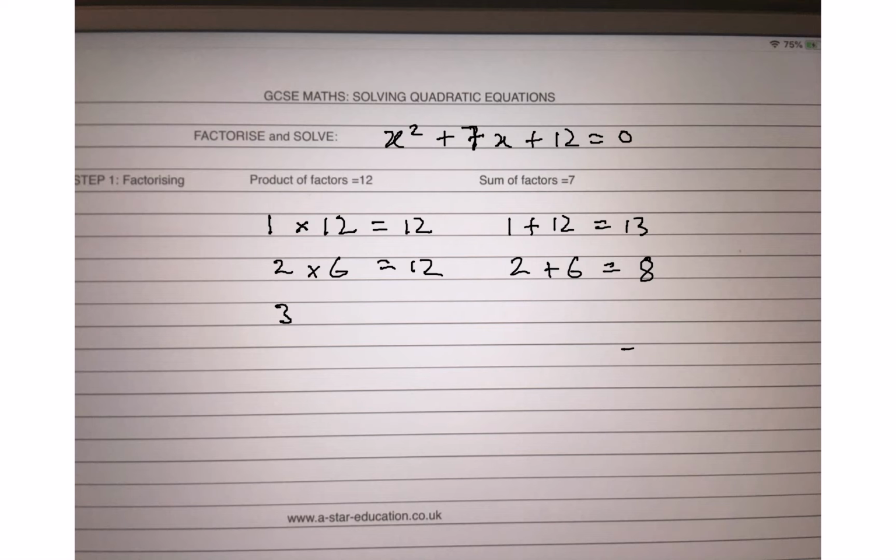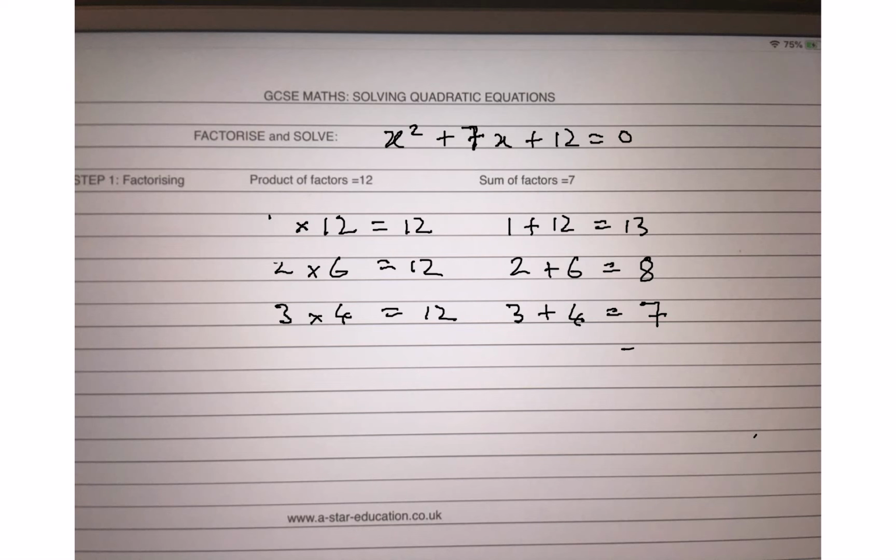Well, we've got 3 and 4. Those are both factors of 12, and when we multiply them together, that gives us 12. And when we sum them, 3 plus 4 is 7, and that's exactly what we want. So 3 times 4 gives us 12, and 3 plus 4 is equal to 7, the coefficient of x. So we're going to work with the numbers 3 and 4.